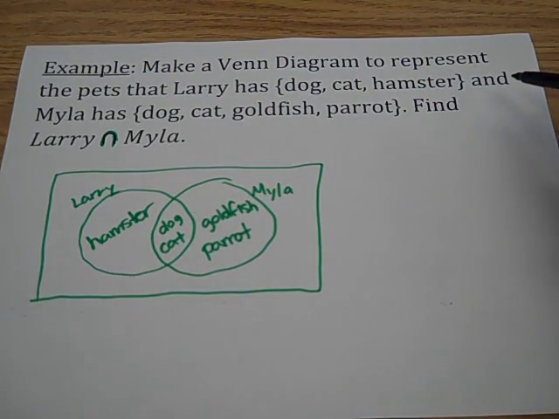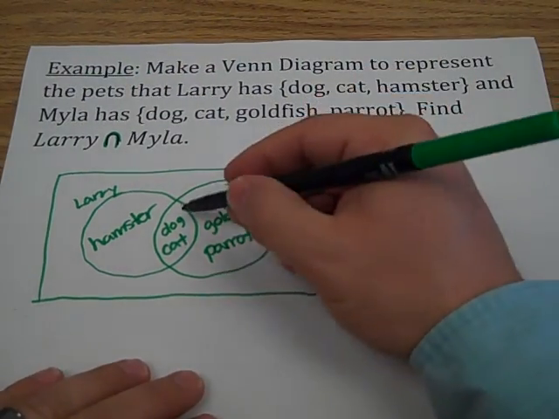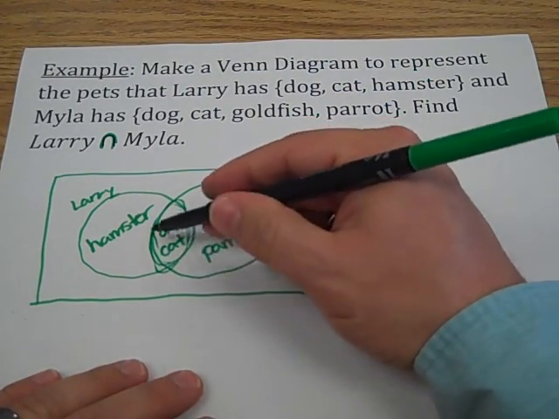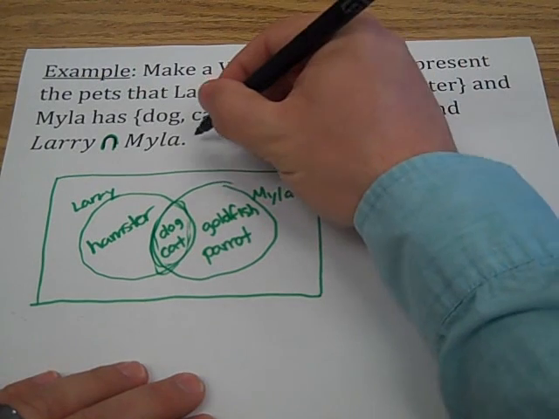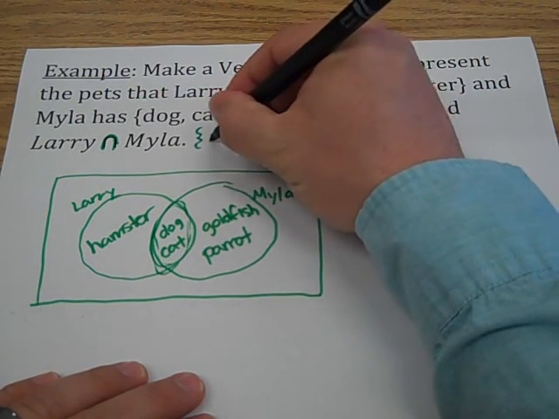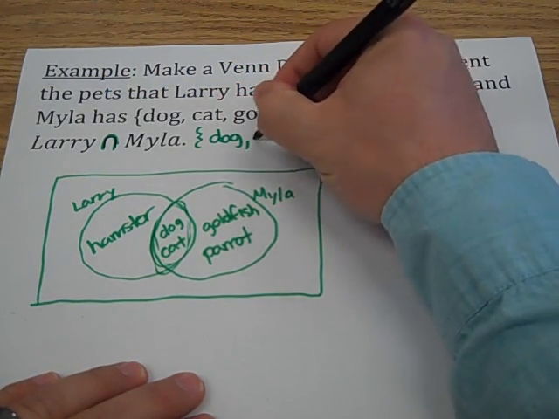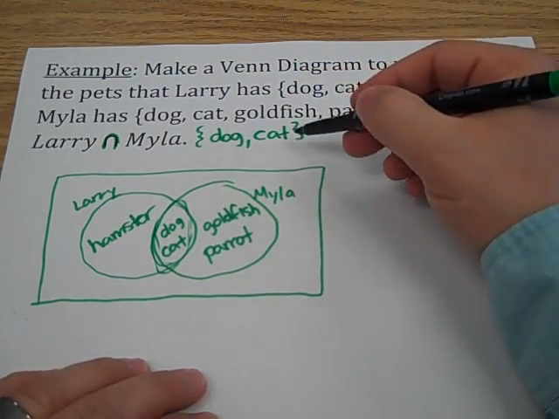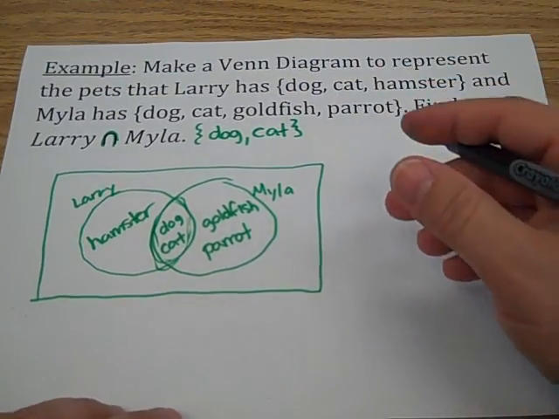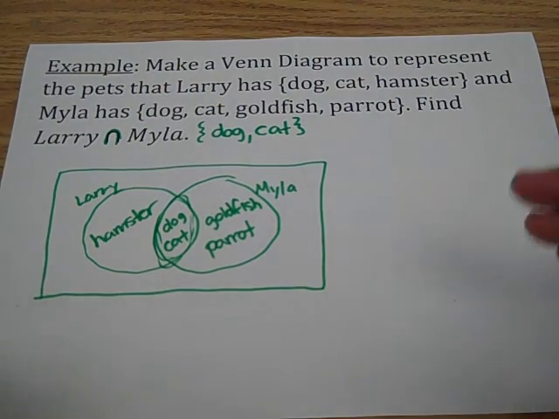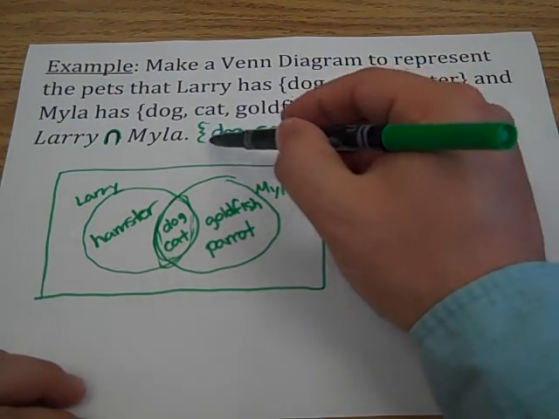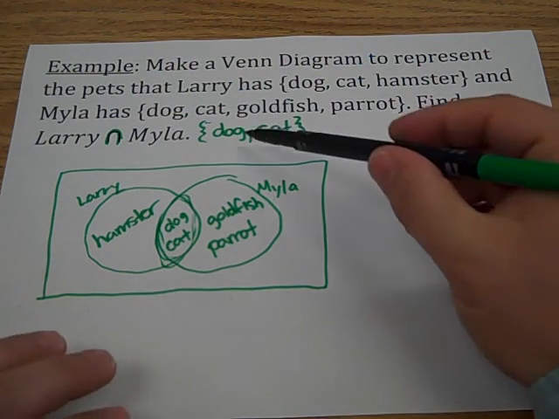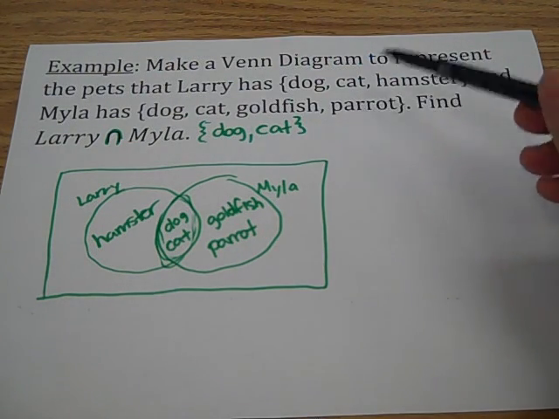If we want to know the intersection of those sets of pets, we can just look at this piece of the Venn diagram. It's very quick and easy to see that they both have a dog and cat, so the intersection is a dog and cat. And this is called set notation. We put the members, the elements, the parts of the sets in brackets in a list. And we wouldn't list them more than once.